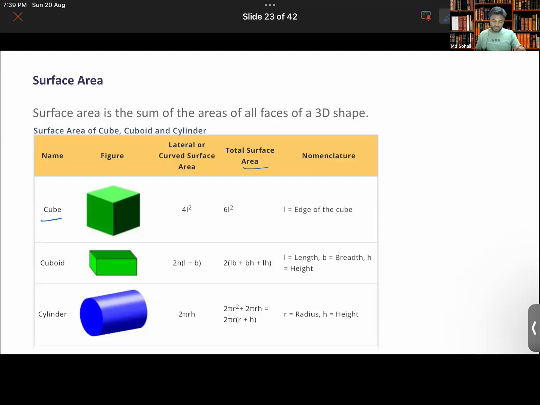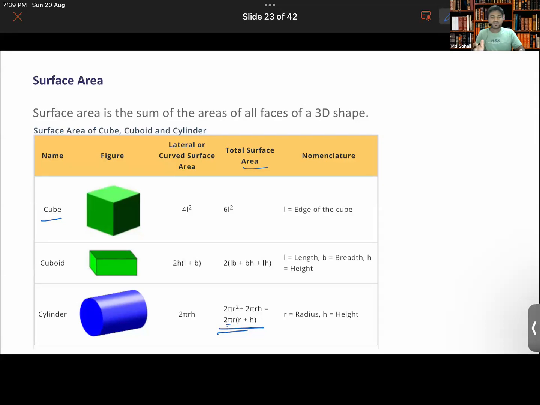Here you can see it, 2 pi r into r plus h. We have taken 2 pi r common here. In fact, while we were discussing your assignment, we have discussed this one, I think, right now. Anyways, back to the topic.